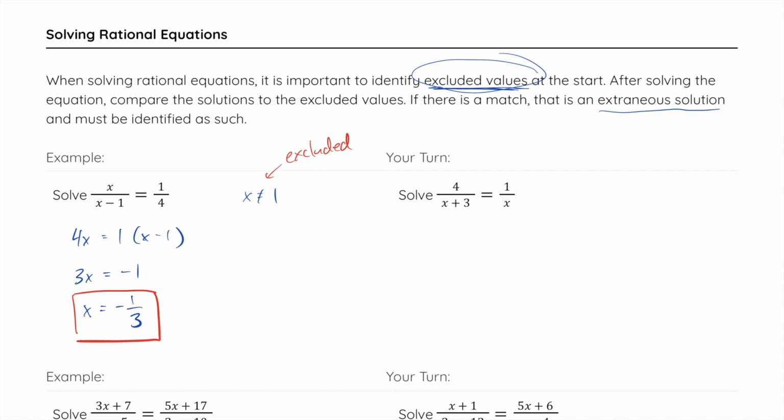Pause the video, try the one on the right, but make sure you include your excluded values. And as we can see, this one has a solution of x equals 1 with the excluded values of 0 and negative 3.